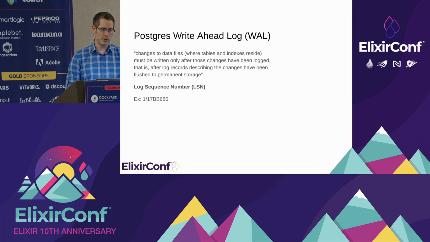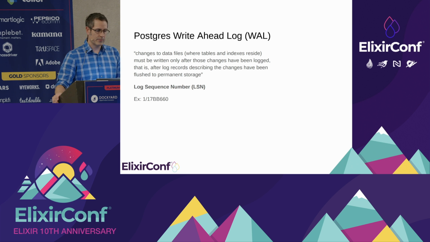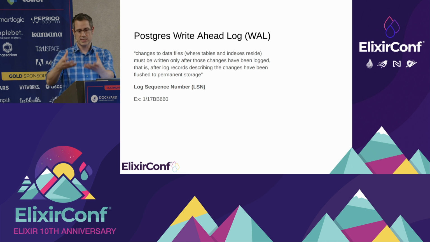How do we do that? Postgres has a feature called the write-ahead log, and we also call it the WAL. On their docs, they say, changes to data files, which is where tables and indexes reside, must be written only after those changes have been logged. That is, after log records describing the changes have been flushed to permanent storage. So those logs are written to disk first, and then they apply it to the database. They do that in case there's a crash, and they have a journal that they can recover from.